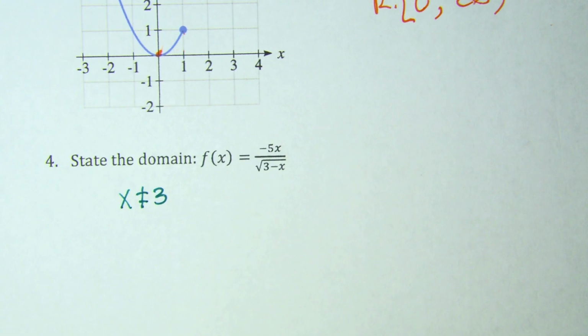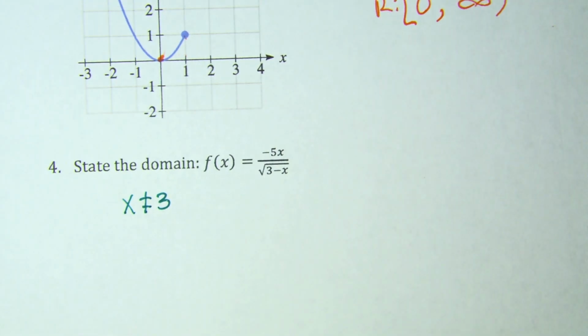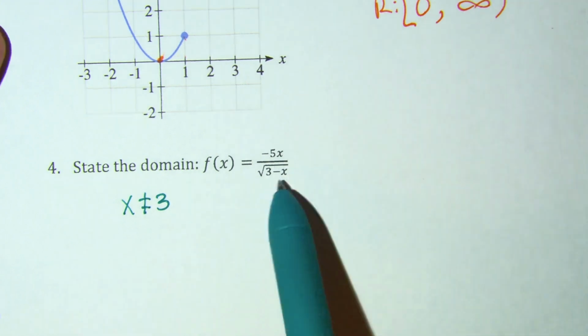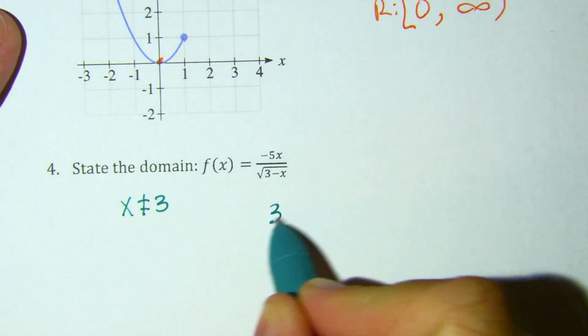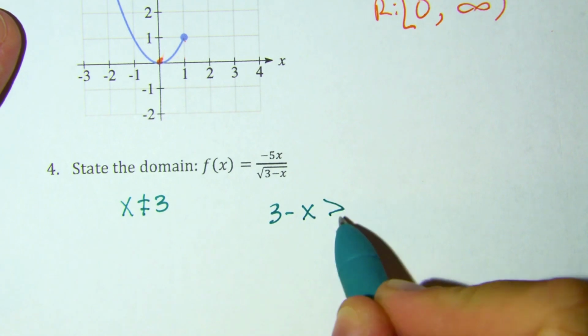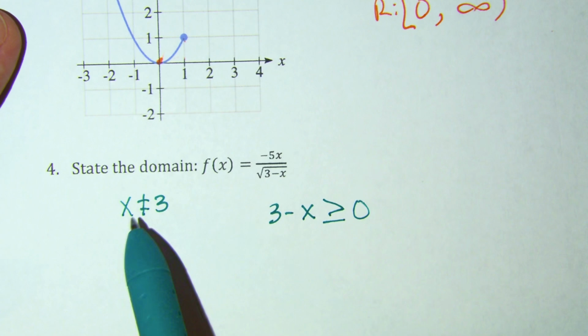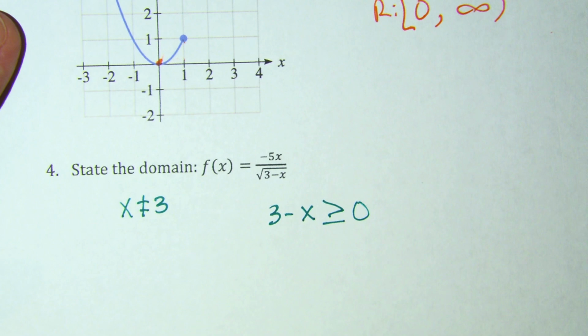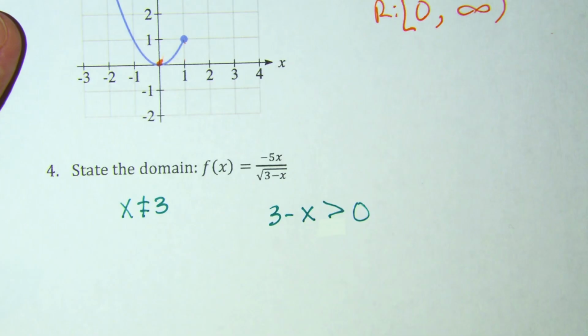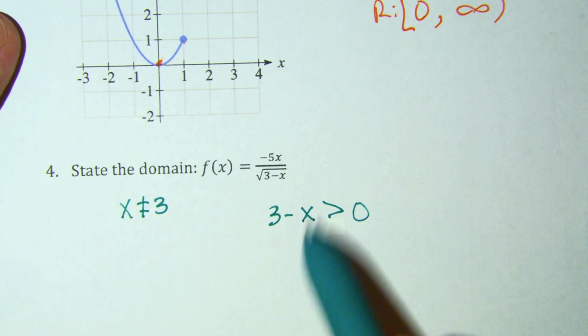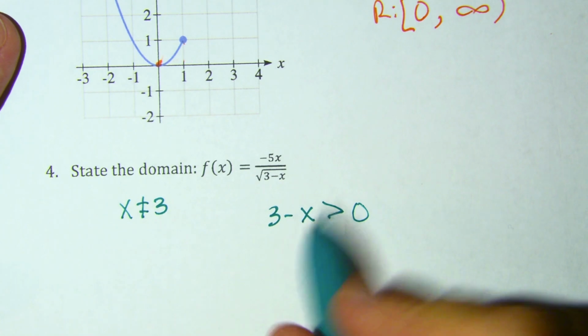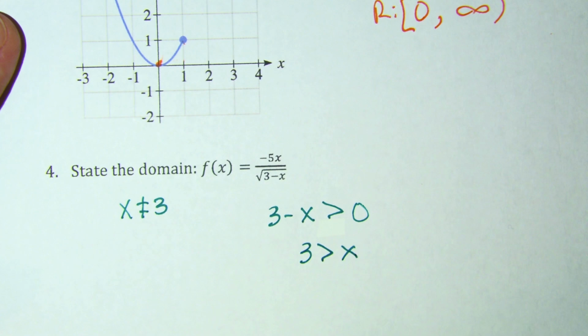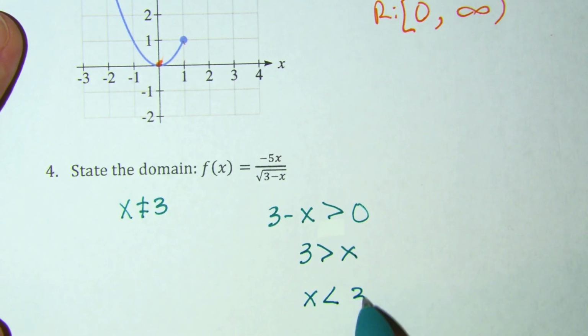Now the other restriction I notice is that we have a square root. And we know that we can't take the square root of a negative number when we're working with just real numbers. So I know that whatever's inside the square root, in this case 3 minus x, is going to need to be greater than or equal to 0. Now in this case we know it can't be equal to 0 because that would be dividing by 0. We already talked about that. So it's going to have to be strictly greater than 0. Well, if I solve this, if I add x to the other side, 3 is greater than x. You could also write this as x is less than 3.